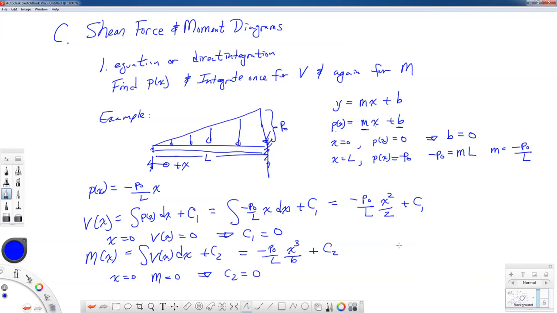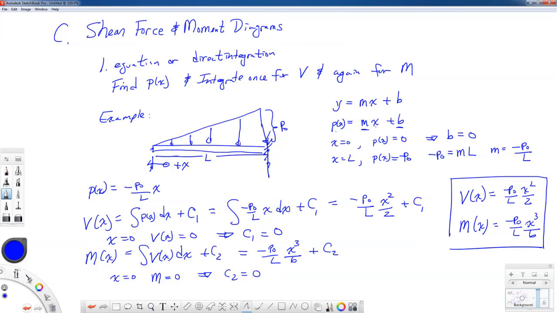So now I know what my two equations are. Let me write them over here to the right. I have an equation for v of x, and I have an equation for m of x. One is a quadratic and the other is a cubic equation. So now that I have these equations, I can go and make a plot. Let's do that on the next page.